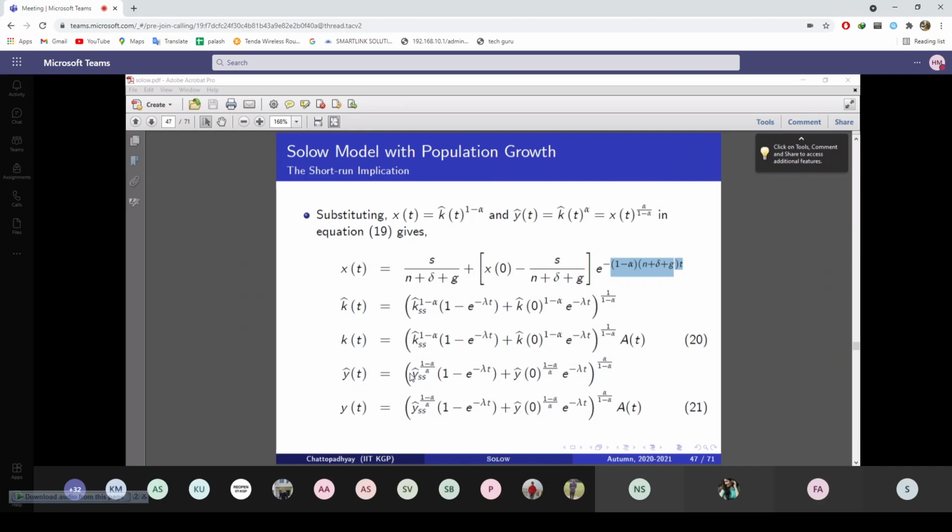Sir, but the converging rate is y dot t by yt, right? No, that's not the convergence rate. Y dot t by yt is the rate of growth of output. Oh, yes, sir.